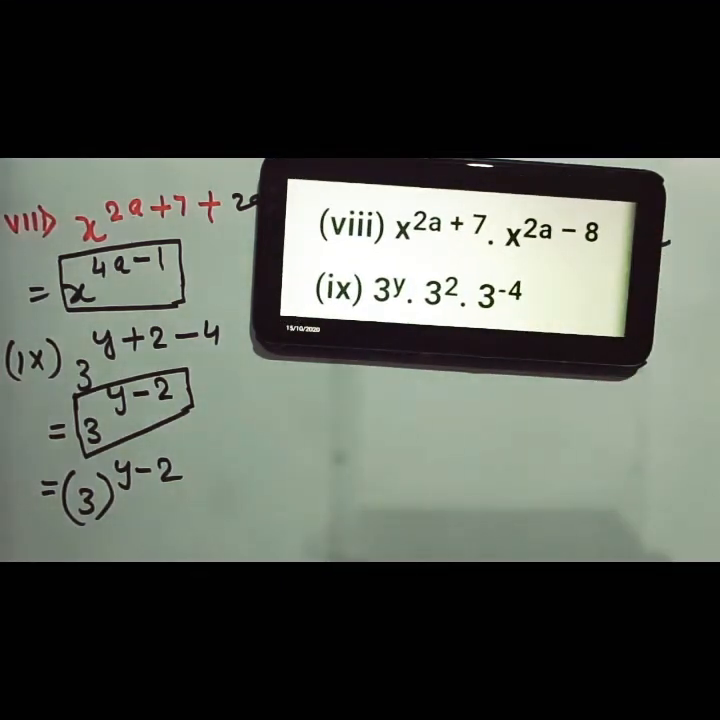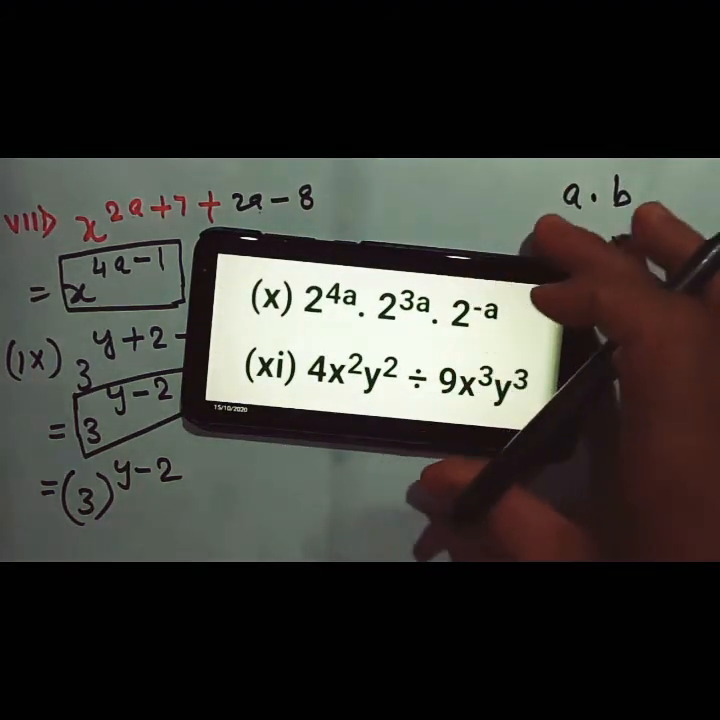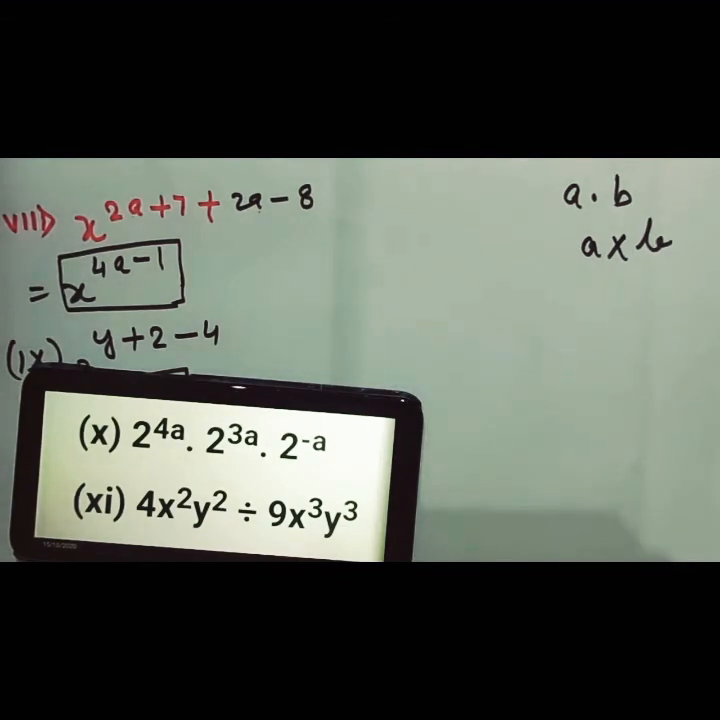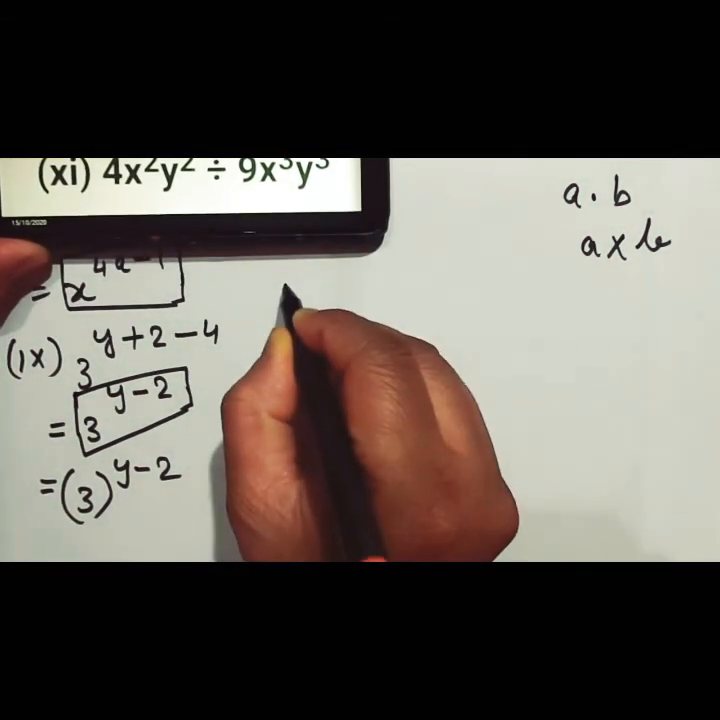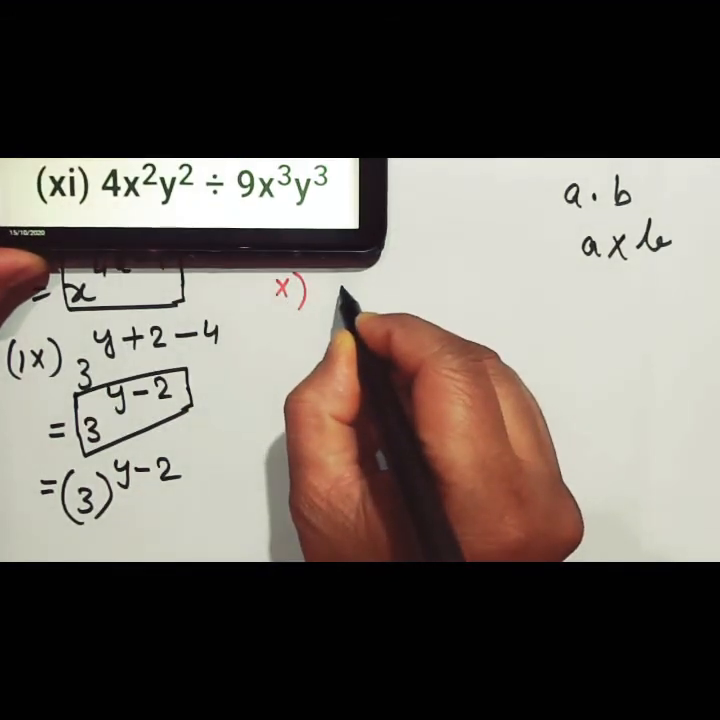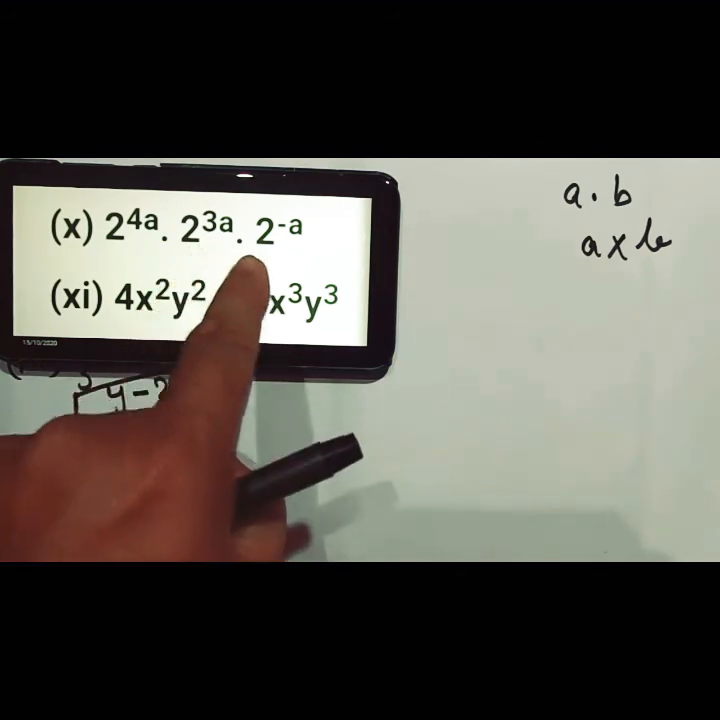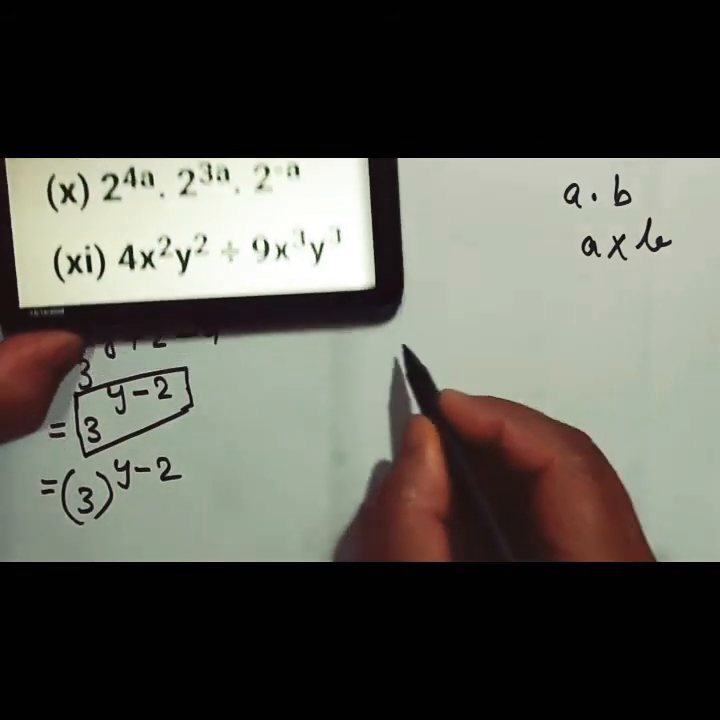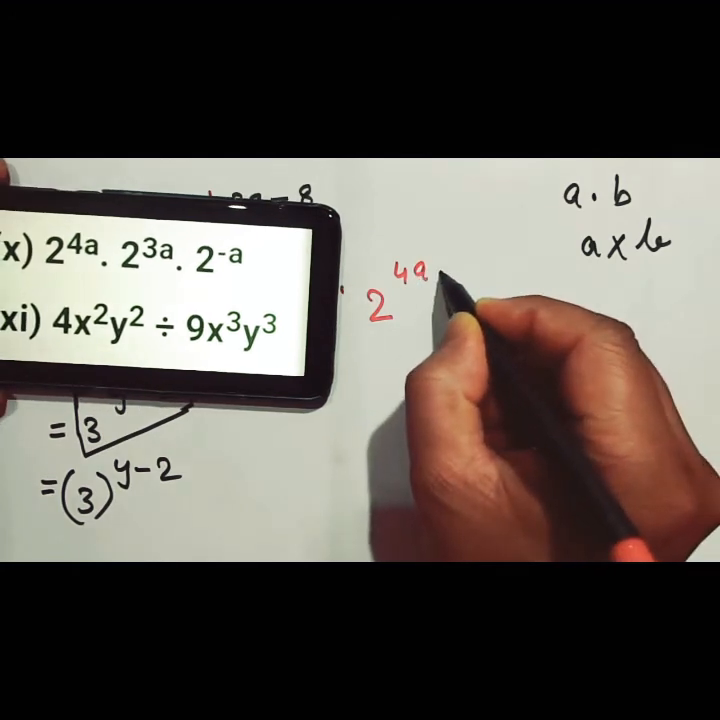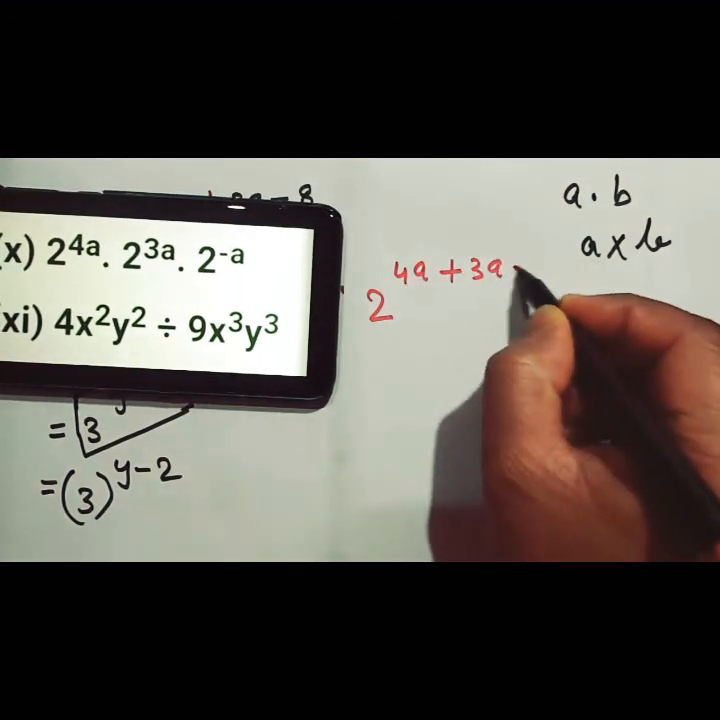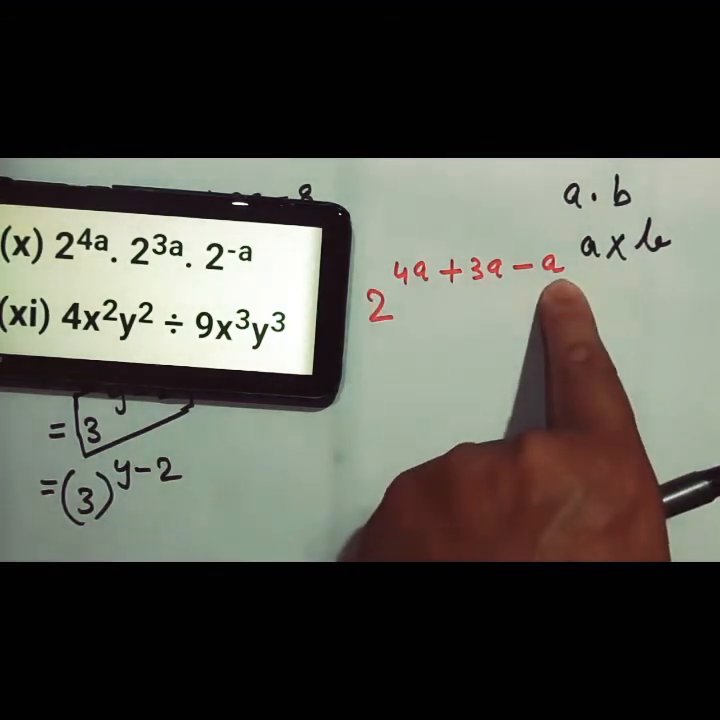Now to move on to the other one. Number 10 says 2 to the power 4a, 2 to the power 3a, 2 to the power minus a. So this is very simple. 2 to the power 4a plus 3a minus a. We have added all of them.